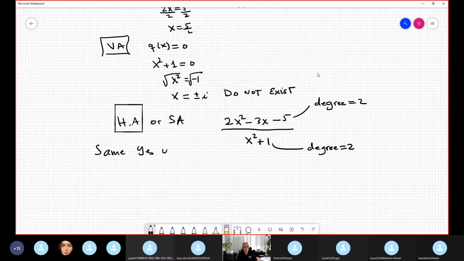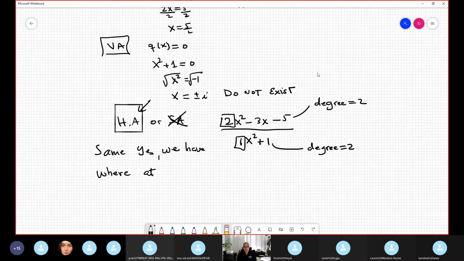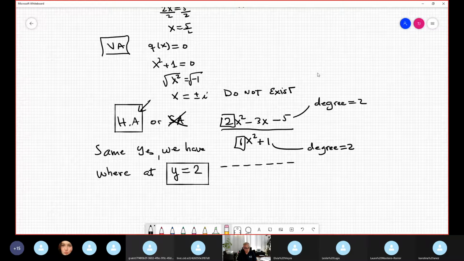We have a horizontal asymptote. And if you have a horizontal, we have no slant. Where? The next question. Well, divide the leading coefficients: this coefficient is 2, and this coefficient is invisible 1, so y equals 2. This is my horizontal asymptote. Okay, super.